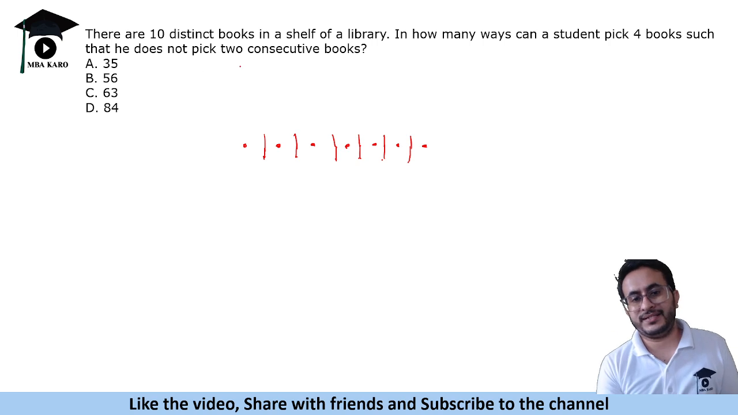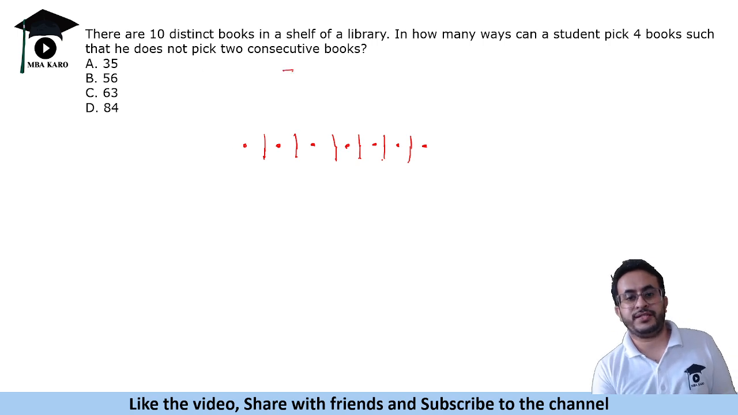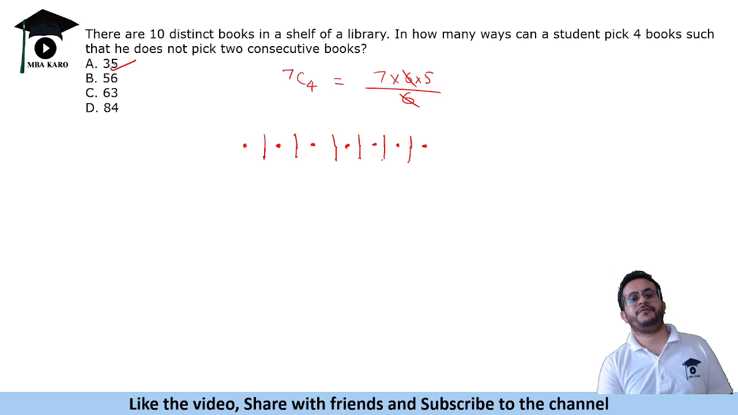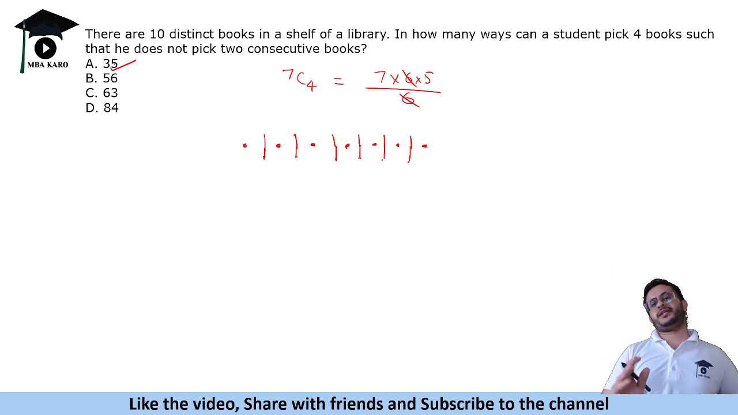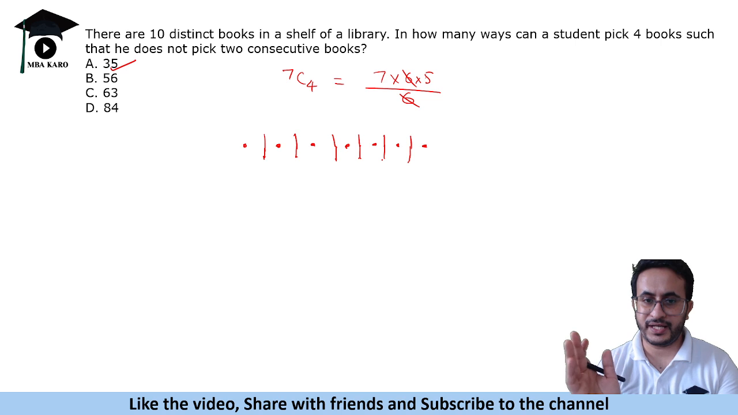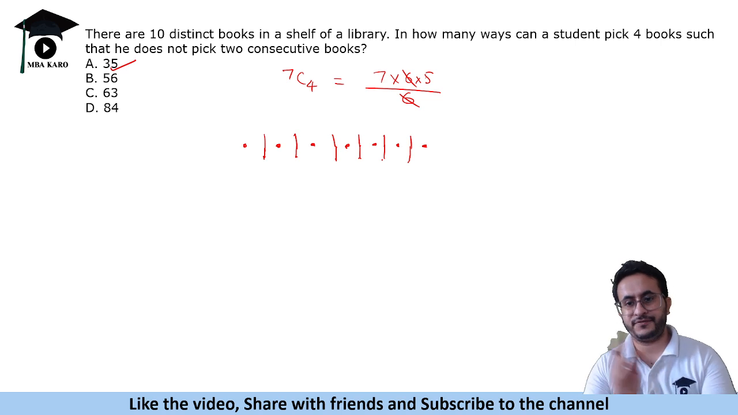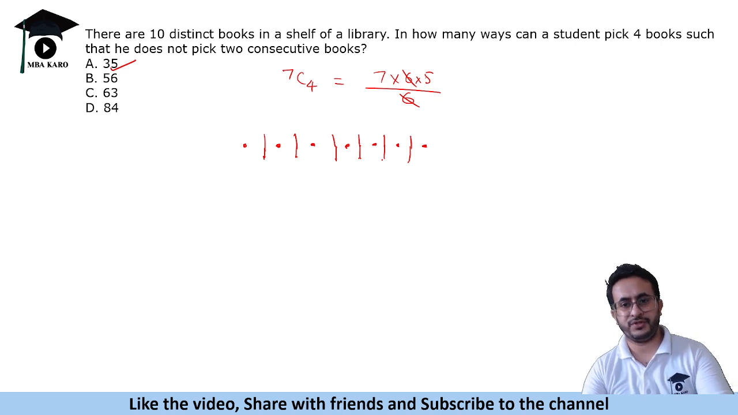And see, it is just a selection based question, so the answer will be 7C4. 7C4 is 7 into 6 into 5 upon 6, which is 35. So we have 35 ways in which a person can pick 4 books such that no 2 books are consecutive, and that means next to each other.